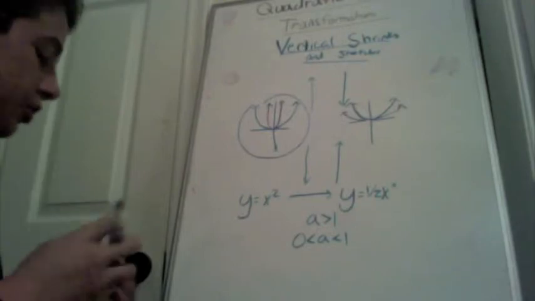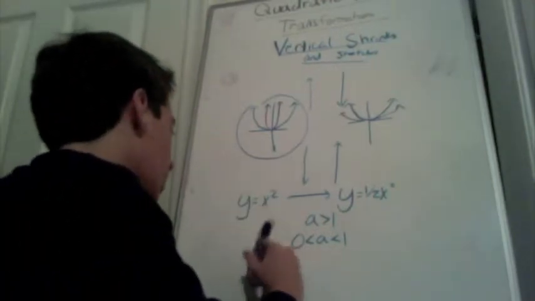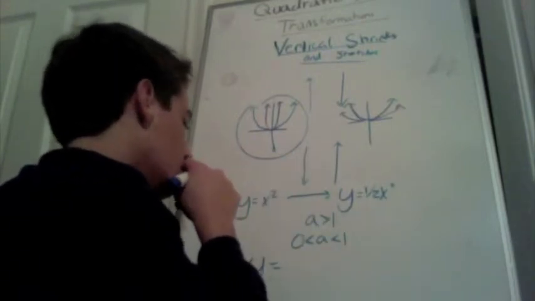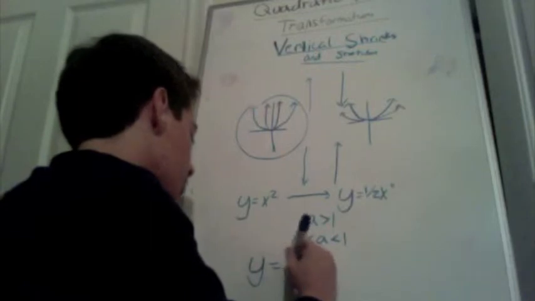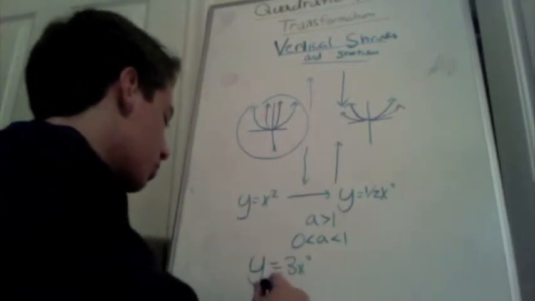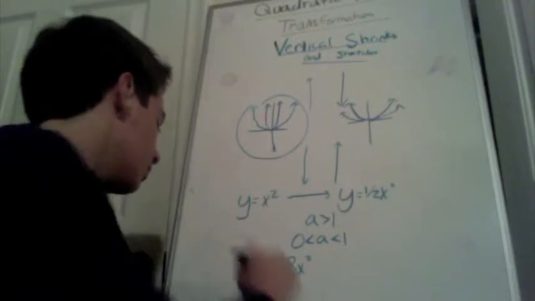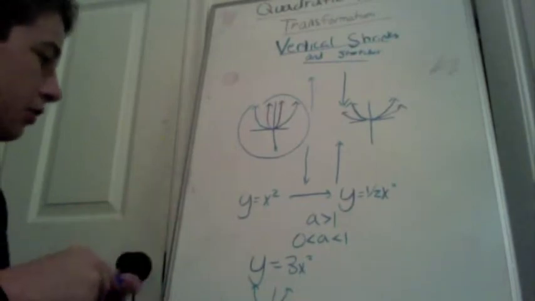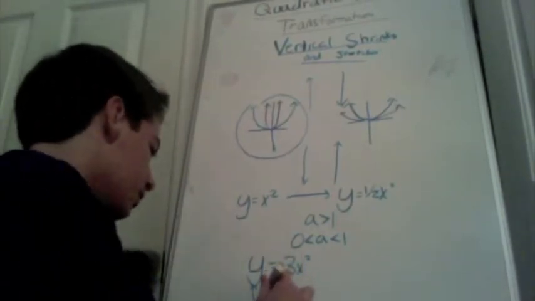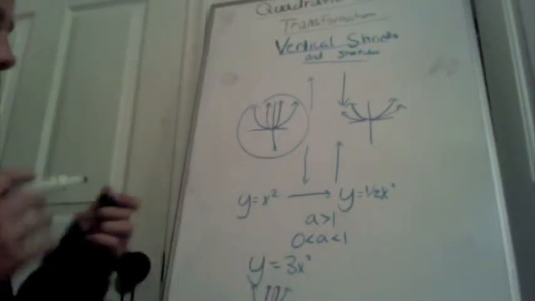So let's do an example. Let's say we have y equals 3x squared, with our normal parent function looking like this. Y equals 3x squared would look like that, right there. Not exactly, but you get the idea.